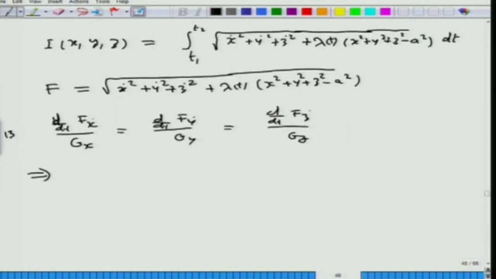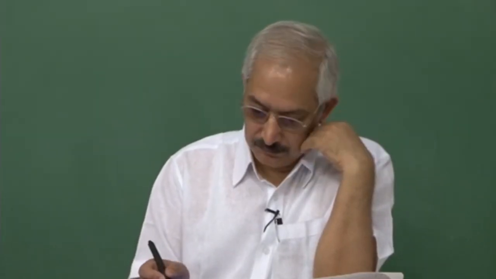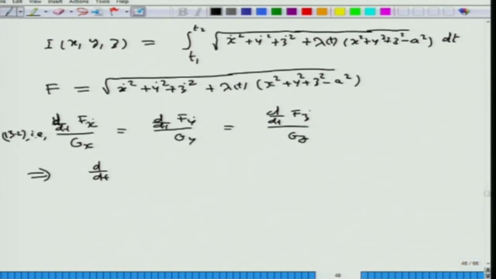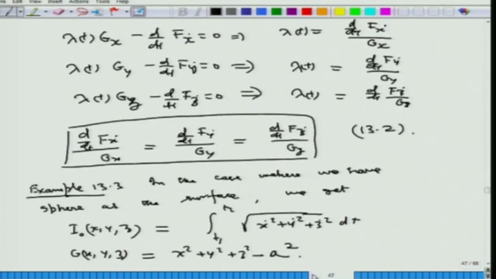So, this 13.2 implies that d by dt of f x dot gives you this 2x times 1 over root of this thing, and then you get 2x, and so 2 cancels here. So, x dot over square root, this is f 0, not f actually, this should be f 0.